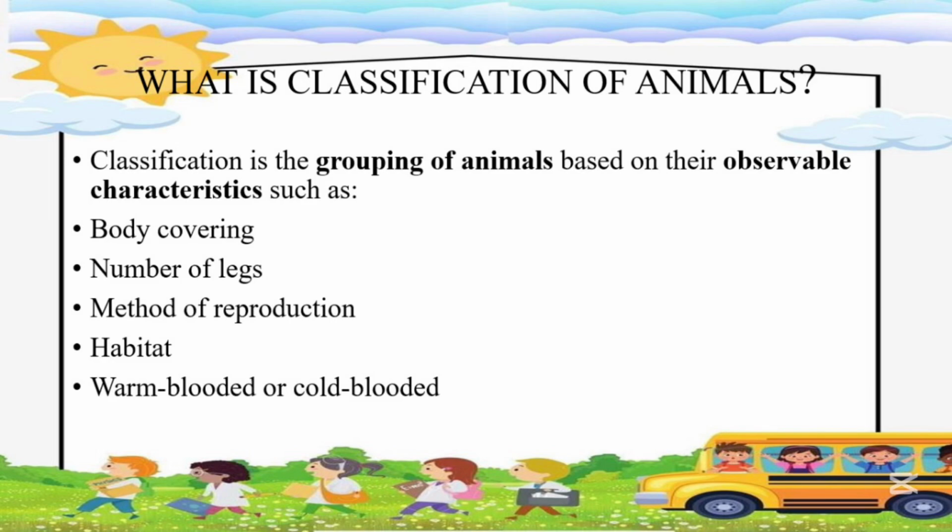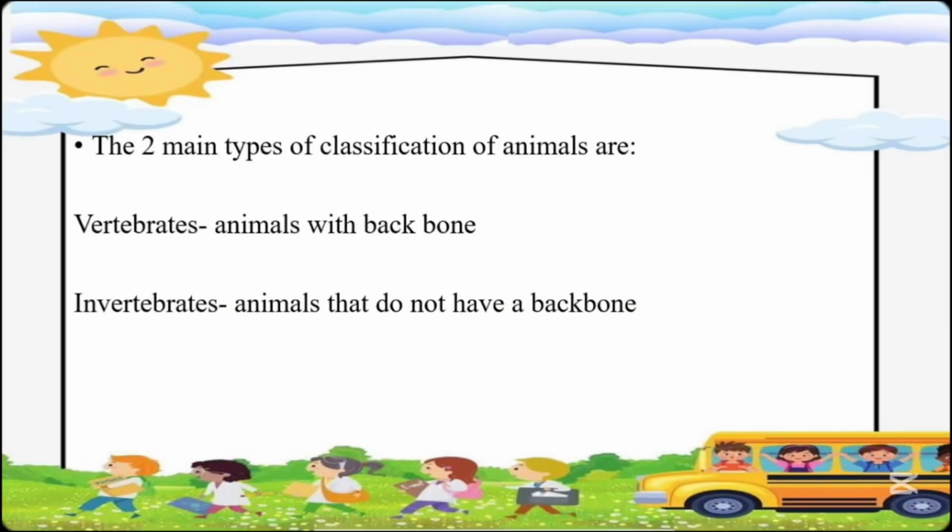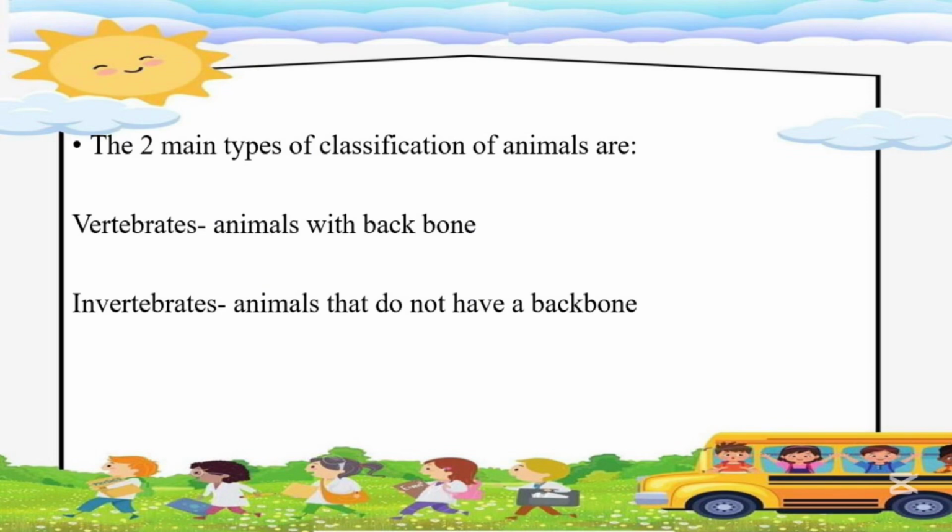I explained that classification is a grouping of animals based on their observable characteristics, such as their body covering, the number of legs, the method of reproduction, their habitat, and warm-blooded or cold-blooded. I further discussed the two main types of classification of animals, which are vertebrates and invertebrates. Vertebrates being animals with backbone, invertebrates being animals that do not have backbone.